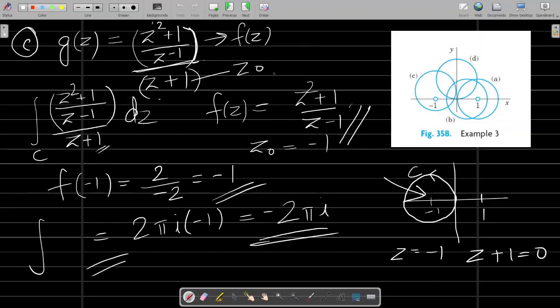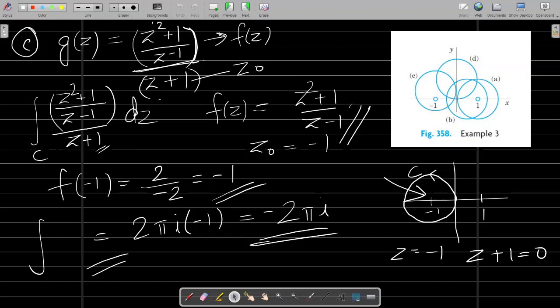The third question, this is the given curve. The given curve is this curve C, which contains the non-analytic point minus 1. So the figure is redrawn here. Now it contains one non-analytic point, but it is minus 1. So you keep the term associated with z equal to minus 1 in the denominator. The term associated is z plus 1 equal to 0. So I am keeping z plus 1 in the denominator, and all the rest of the terms I am taking to the numerator. So in the numerator I'll have z square plus 1 by z minus 1. The denominator is z plus 1.